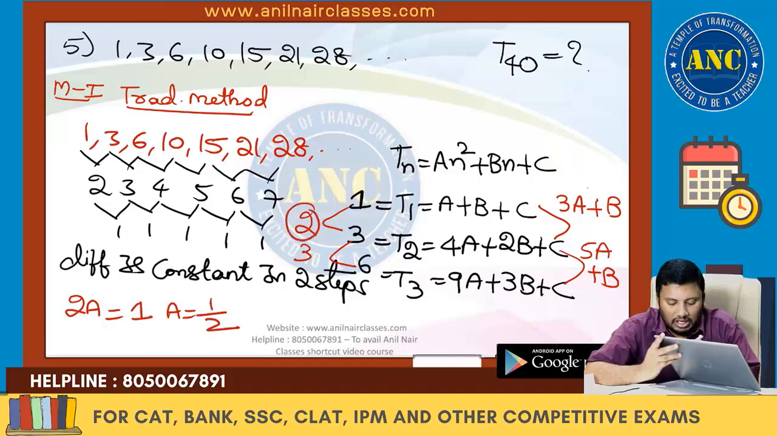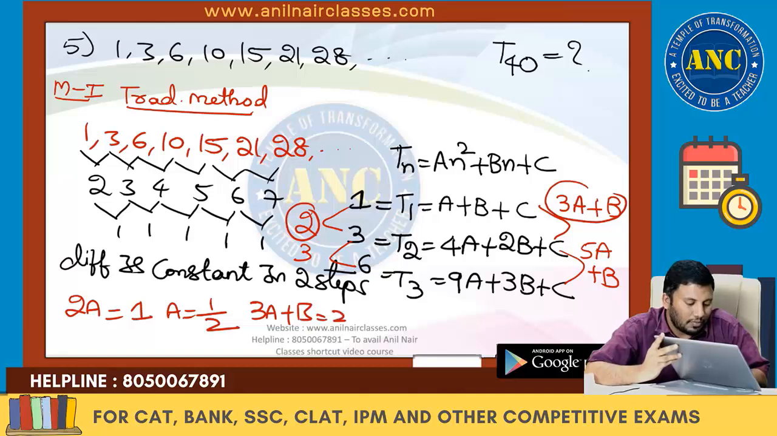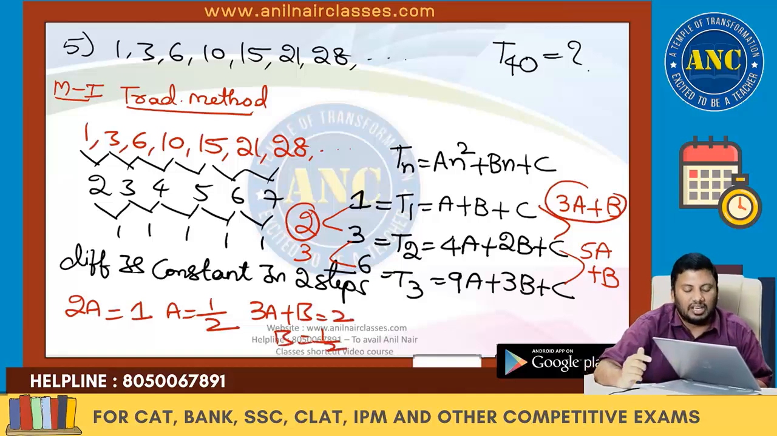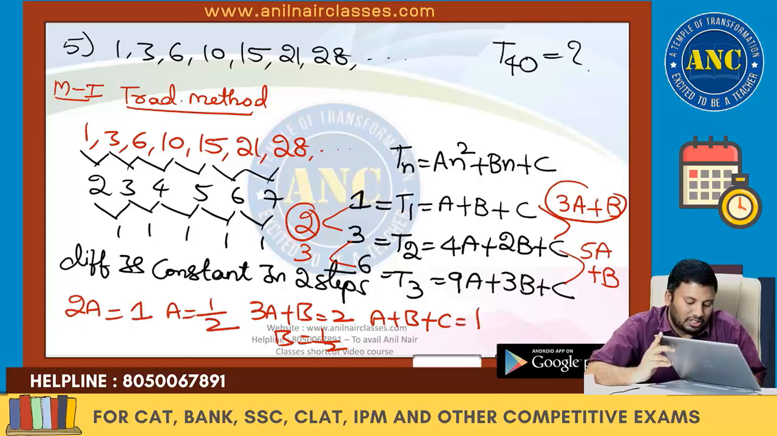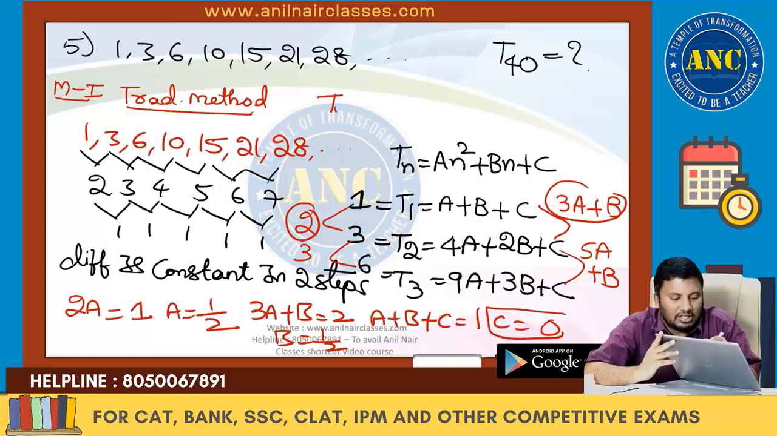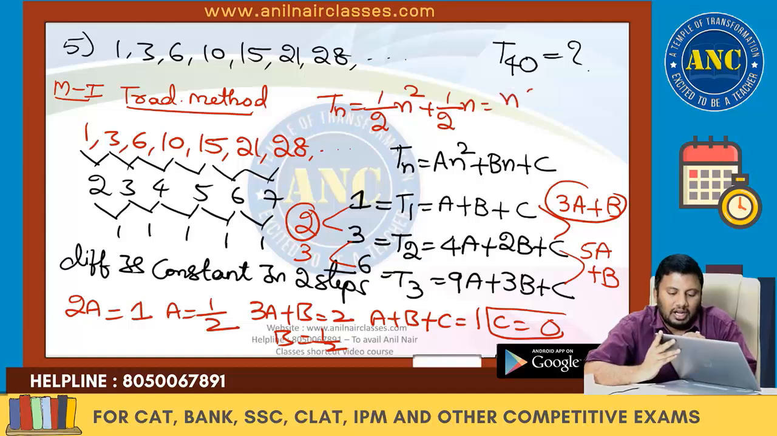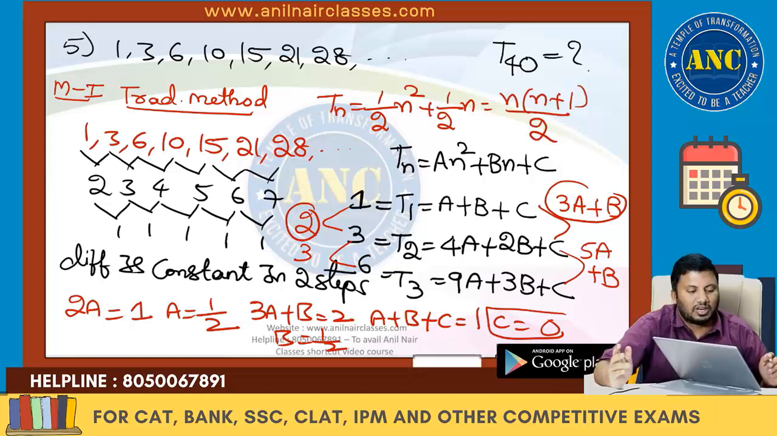What is 3a plus b? 3a plus b is 2. So b will be 2 minus 3 by 2, which is again half. A plus b plus c, what will be the value? A plus b plus c is 1, so c value is 0. So Tn is half n square plus half n, that is n into n plus 1 by 2. This is the series for this question.